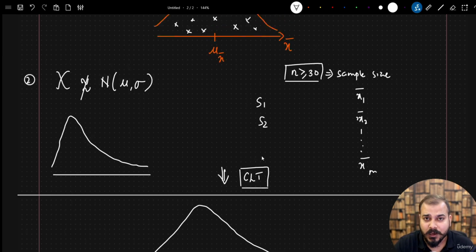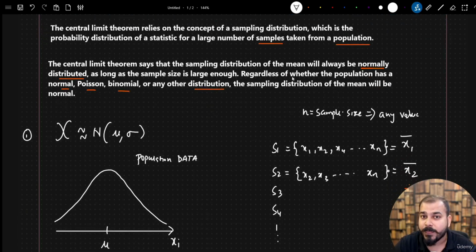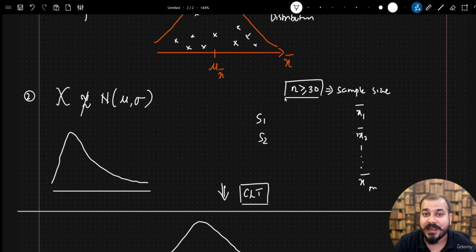Okay. Now see, coming to the next statement here, right? Regardless of whether the population has a normal distribution or Poisson or binomial or any other distribution, the sampling distribution of the mean will be normal. In this case, only when your random variable is not following a Gaussian distribution, your n value should specifically be greater than or equal to 30. Okay, so again, let me repeat it. Very simple two conditions that I have explained here.